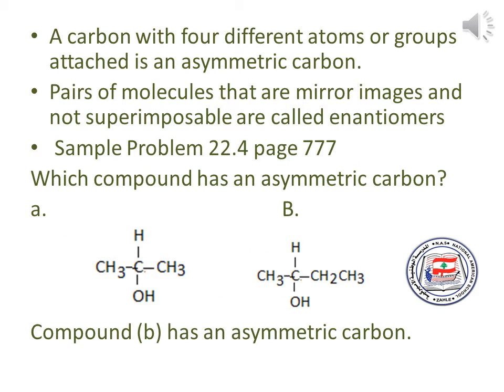A carbon with four different groups attached is an asymmetric carbon. Pairs of molecules that are mirror images and not superimposable are called enantiomers.